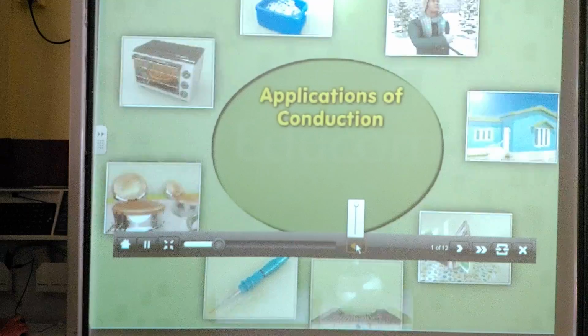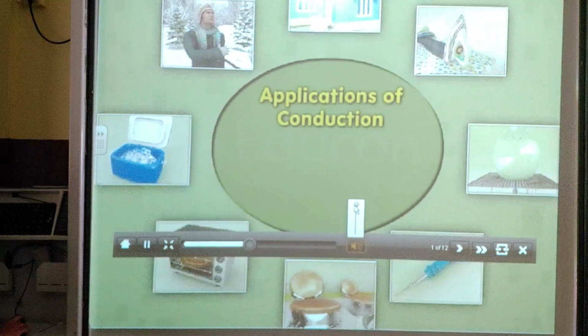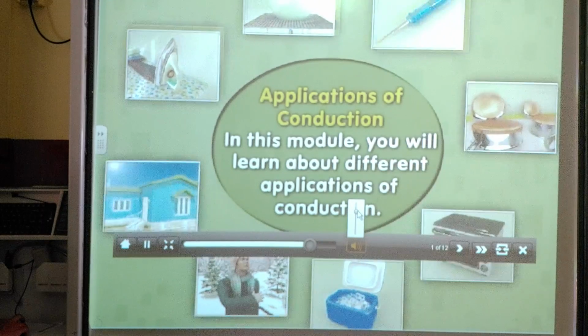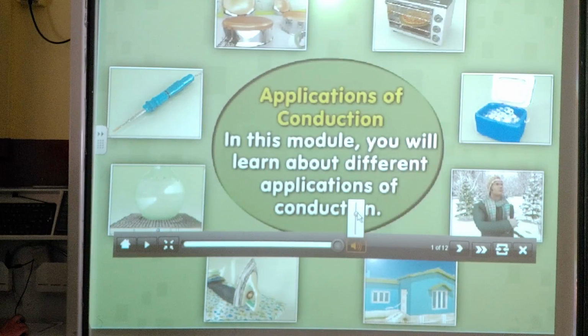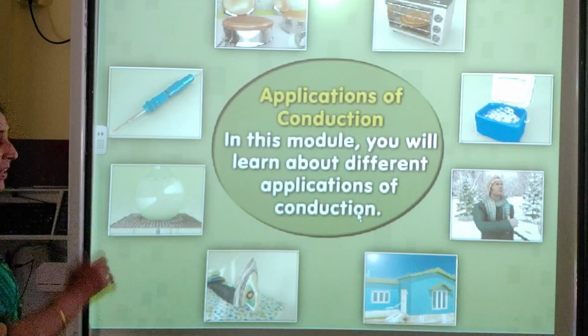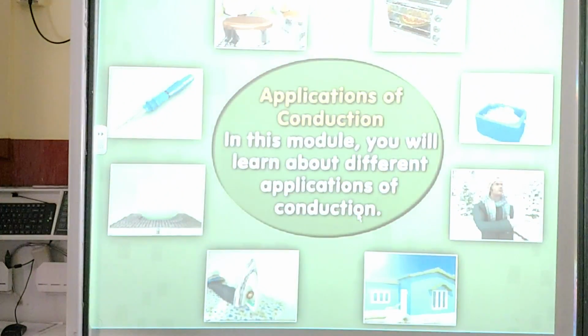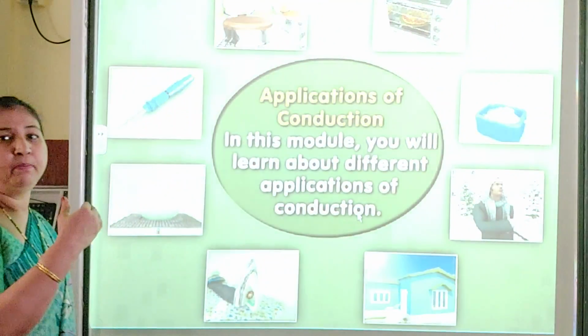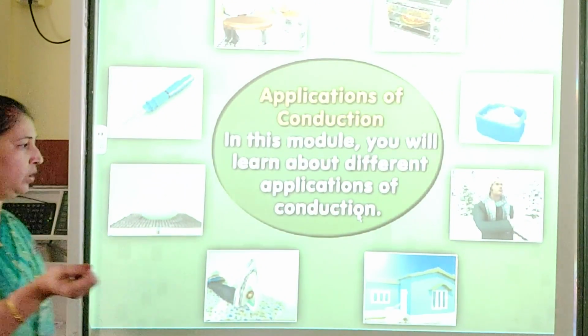Applications of conduction. In this module, you will learn about different applications of conduction. So here can you see where all we use conduction. Already I told you what conduction is: transfer of heat from a hot object to a colder object.